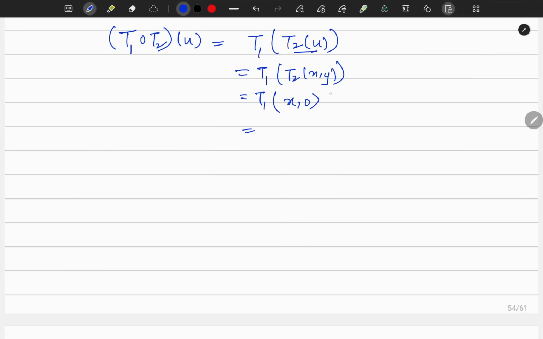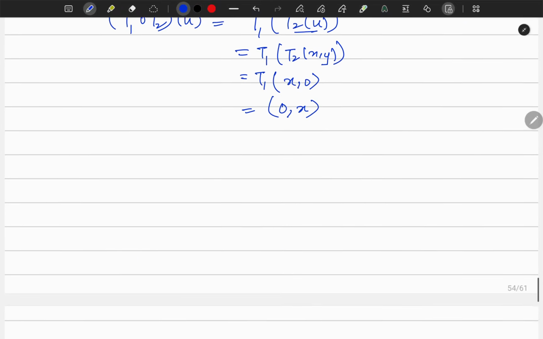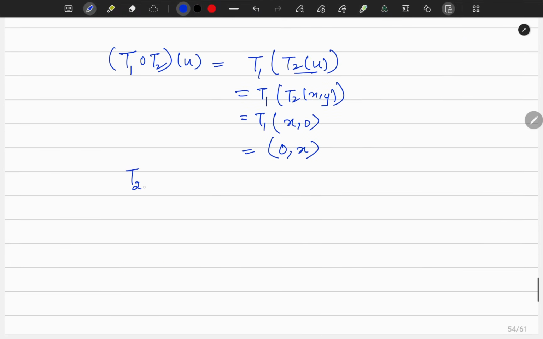T1 says take the first one to the last, and the last to the first, so you will get 0 comma x. Similarly, you can check T2 of T1 of u. That is T2 of T1 of x comma y.